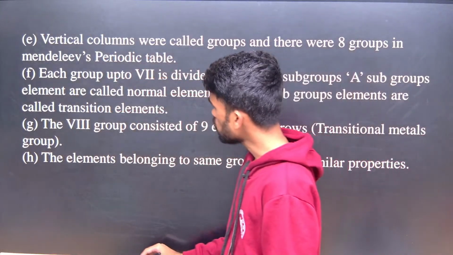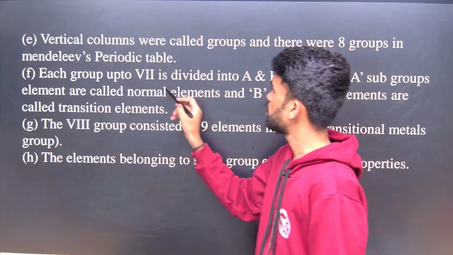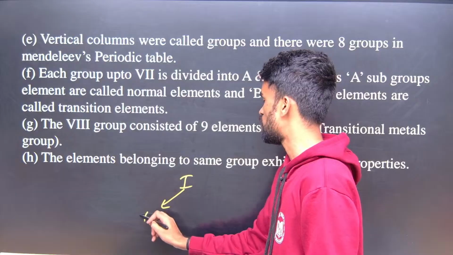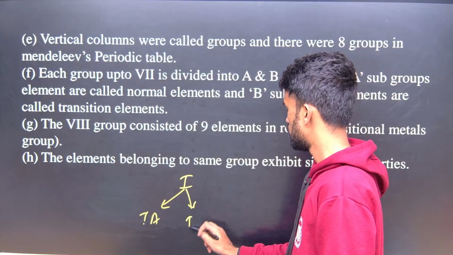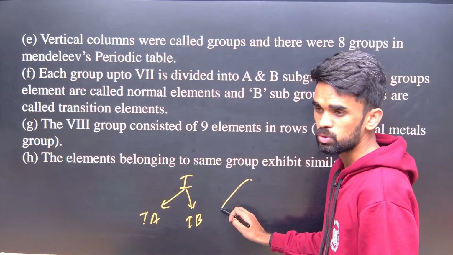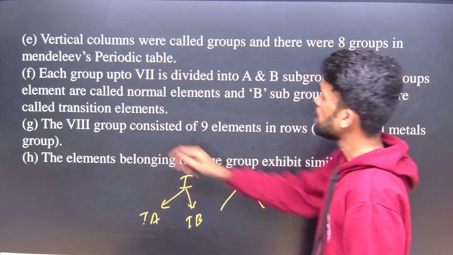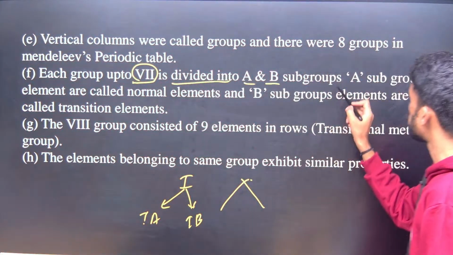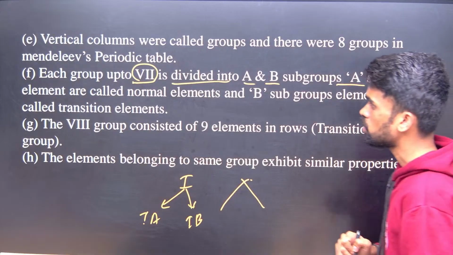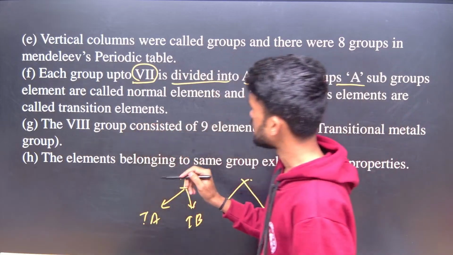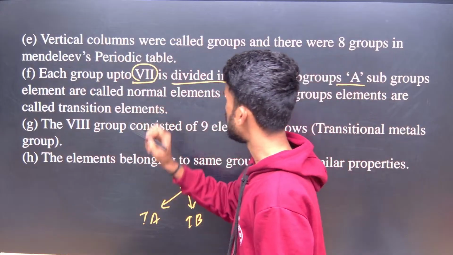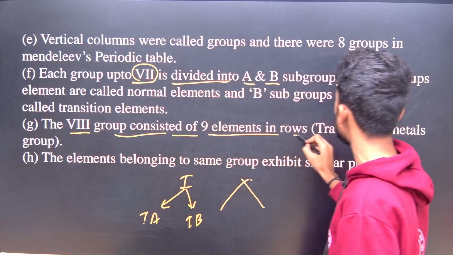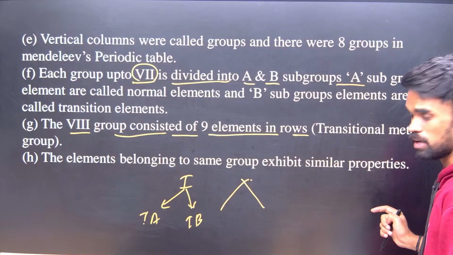Next, each group is subdivided into A and B. For example, I have group 1, so he subdivided this as 1A, 1B. Similarly, the second group as 2A, 2B, like that. So each group up to the 7th is subdivided into A, B. So we have subgroup A, subgroup B, up to 7. Then this 8th group consists of 9 elements in rows. If you look at the periodic table, I will show you.